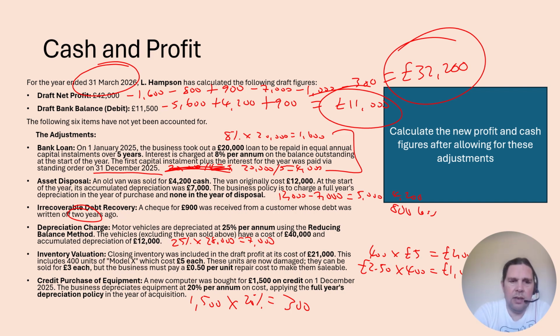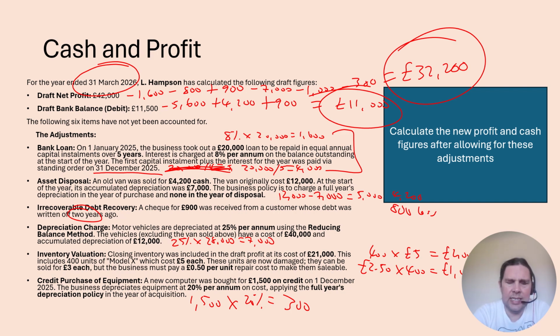So on the 1st of January 2025, we took out a loan for £20,000, which is going to be repaid in equal instalments over 5 years. The interest is charged at 8% per annum on the balance outstanding at the start of the year. The first capital instalment plus the interest for the year was paid via standing order on the 31st of December 2025. So, obviously, when we originally got the loan, that would have hit the 2025 cash flow, but we're in the next financial year, so that part isn't relevant.